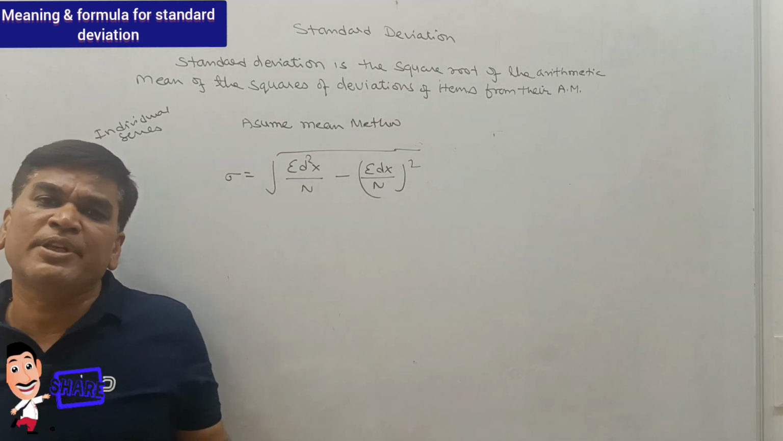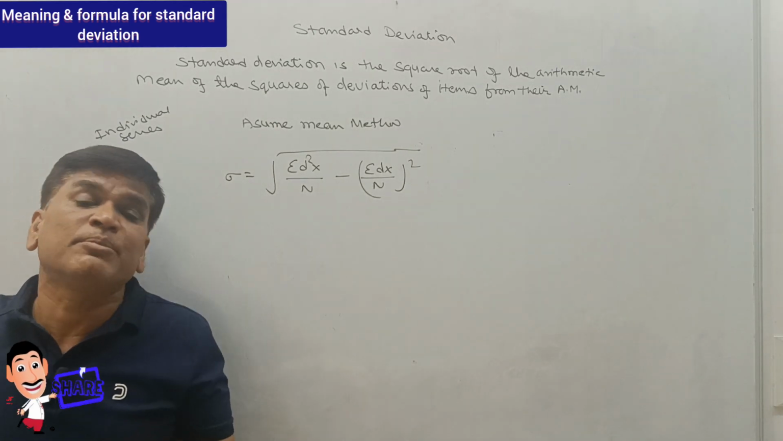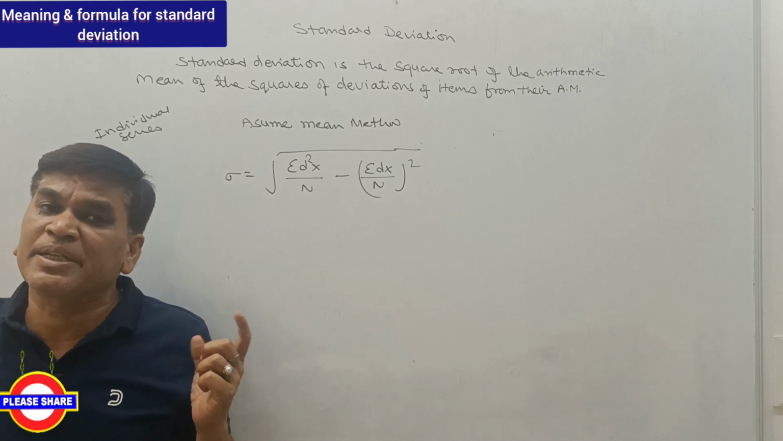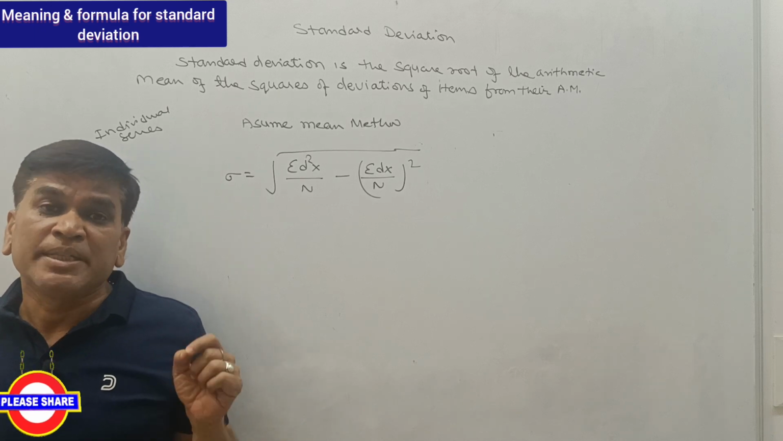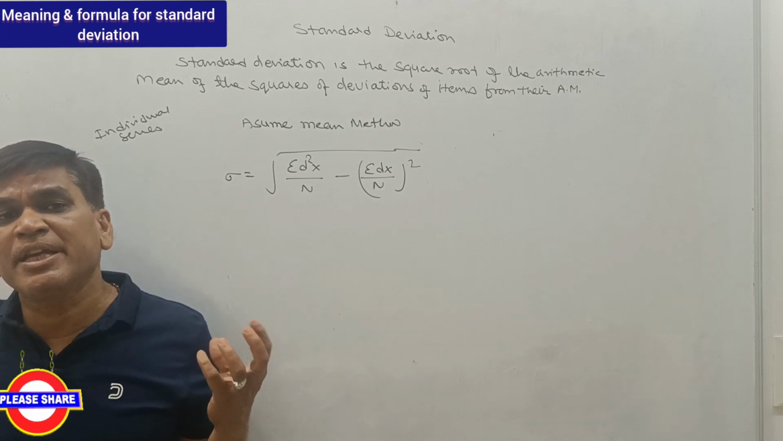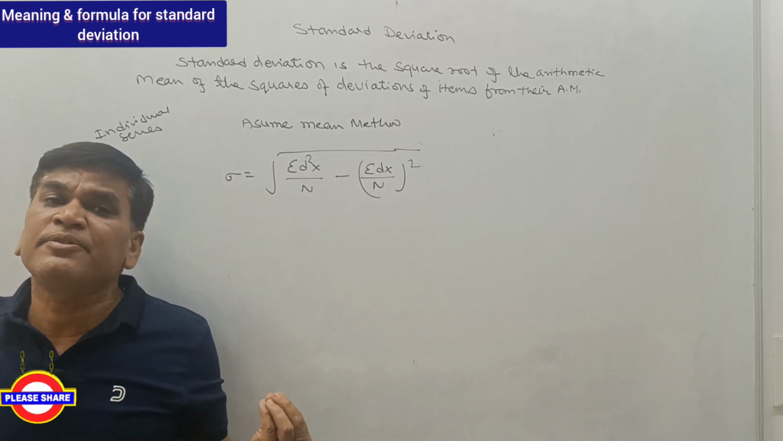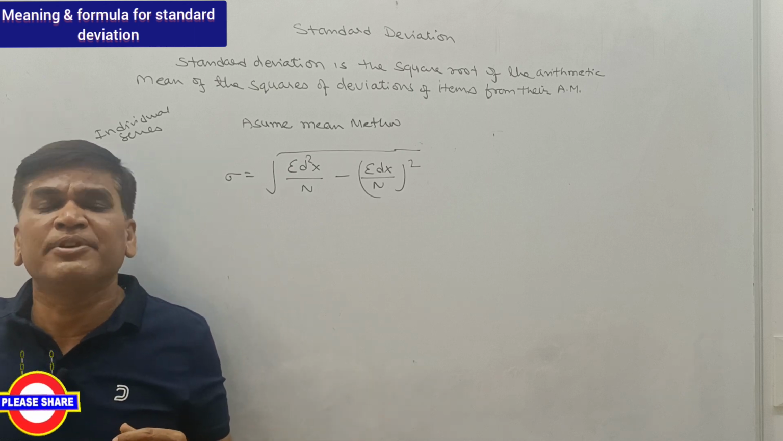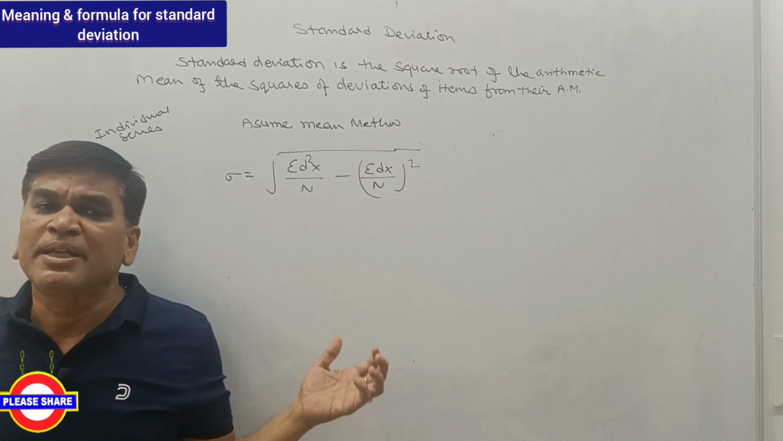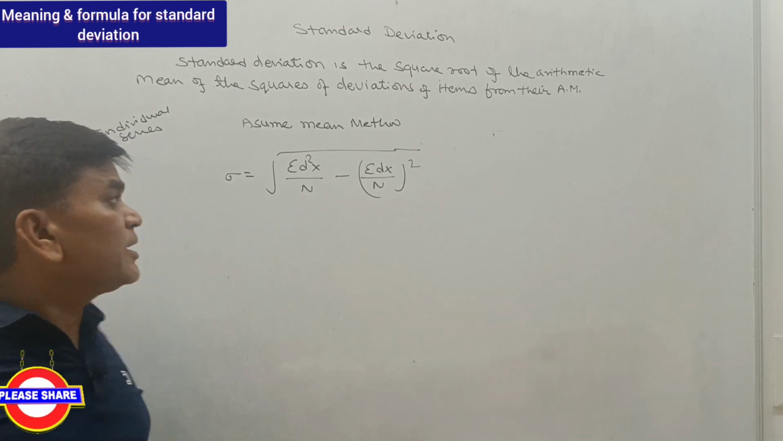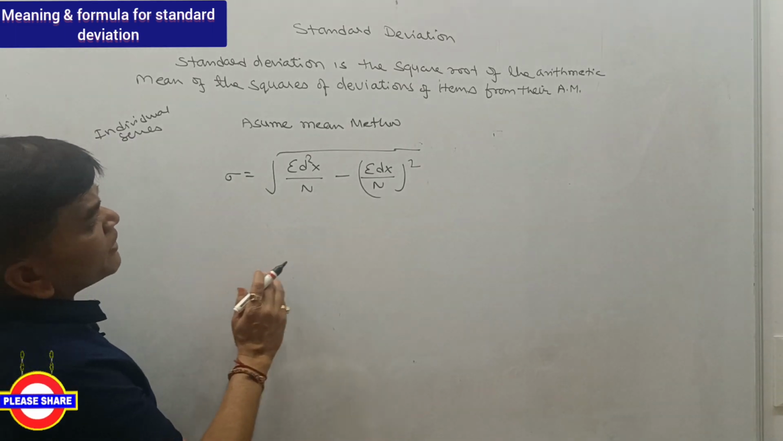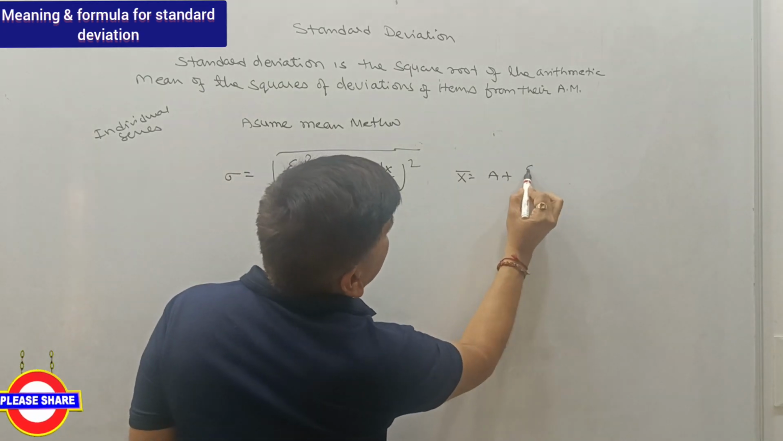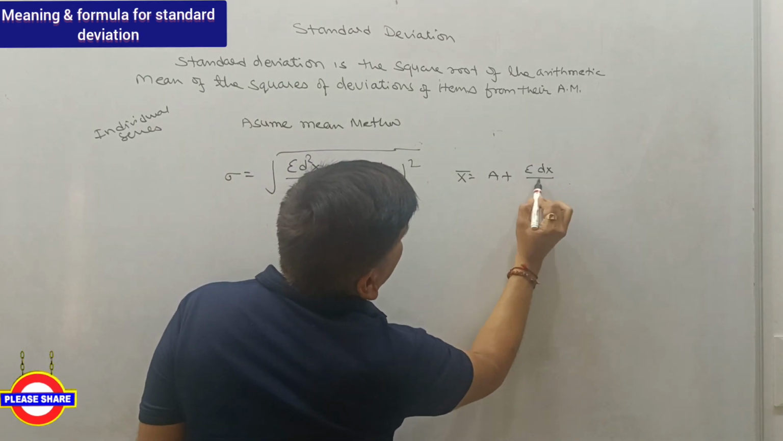In this method, we will assume one of the numbers as the assumed arithmetic mean. We will not take the deviation from the real arithmetic mean. We take an assumed mean, and then we will calculate the standard deviation for that. When we practice the questions, we will discuss both methods. So in the assumed mean method, the very first we will calculate x bar, that is assumed mean plus sigma dx divided by n.